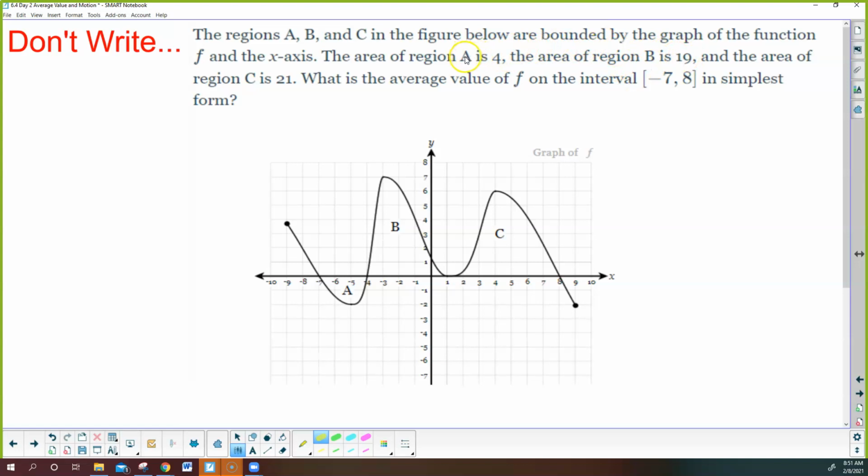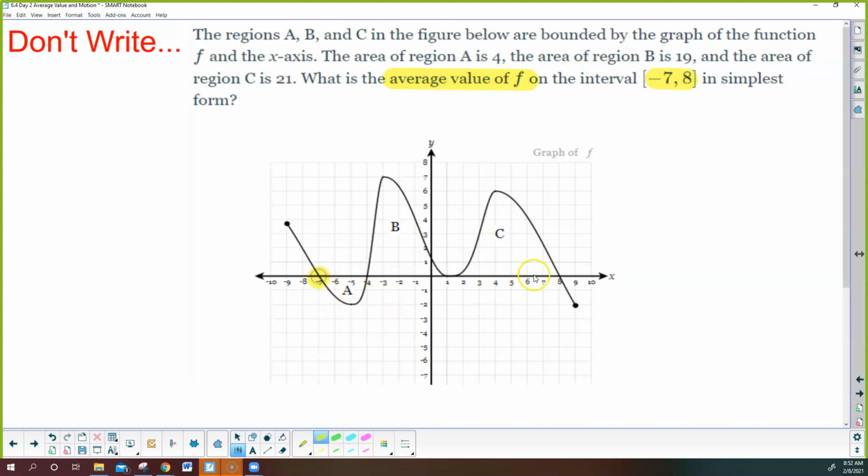Now notice, even though they tell us that A is 4, they don't tell us that it's negative, because it's just how much space does it occupy. We know it's negative because it's below the x-axis. B is 19 and C is 21. So what are they asking for? What is the average value of f from -7 to 8?